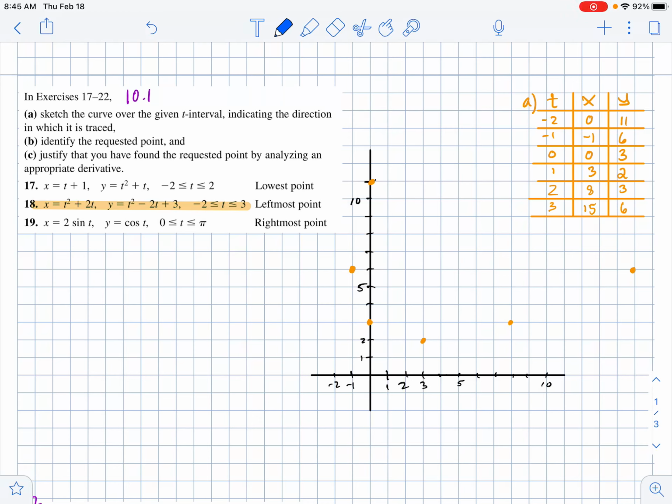We're in section 10.1 with parametrics, and we're going to look at number 18. It asks us to sketch the curve and indicate the direction it's going, identify the leftmost point, and then justify that we've actually found the leftmost point by using a derivative. So first, I just want to point out sketching the curve.